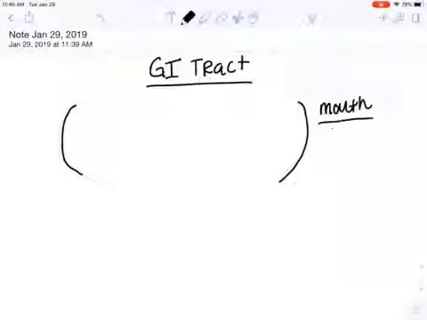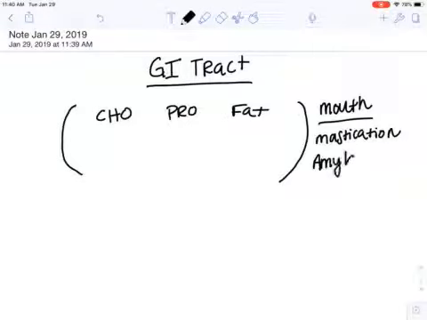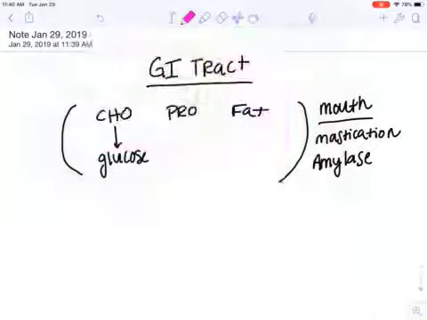Now the mouth is going to have mastication, which is just simply chewing your food, breaking it down. And we're going to have carbohydrates in our food, protein in our food, and then fat in our food. Now, when we look at the chemical digestion, we're going to have amylase, and that's the only chemical digestion that's occurring, and that's going to be taking carbohydrates down to glucose. So here is going to be the first enzyme, amylase, that works on carbohydrates in the mouth. That's basically the gist here.